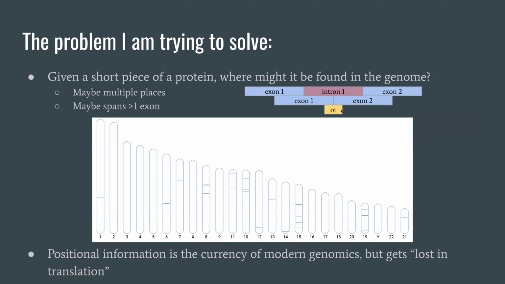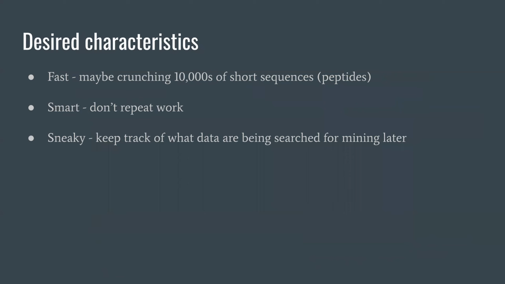Or maybe you have some bit of a protein that spans more than 1 exon and spans this intronic region that gets sliced out. Now, this kind of positional information is really the currency of modern genomics, but it literally is being lost in translation here. And so I wanted to develop an app to map these things back.